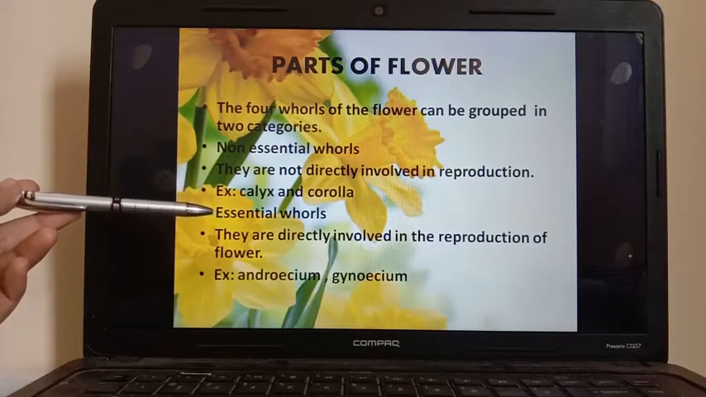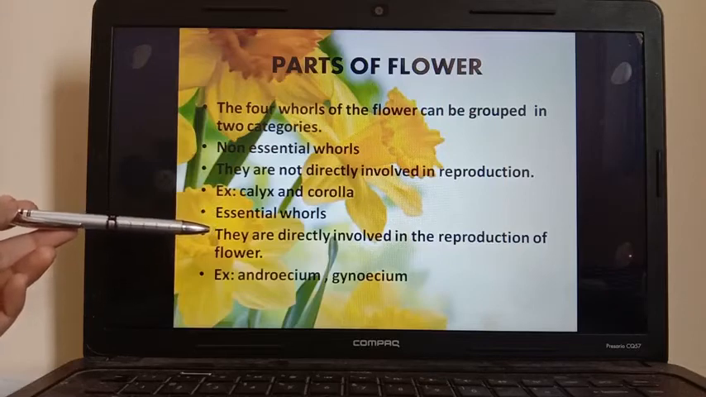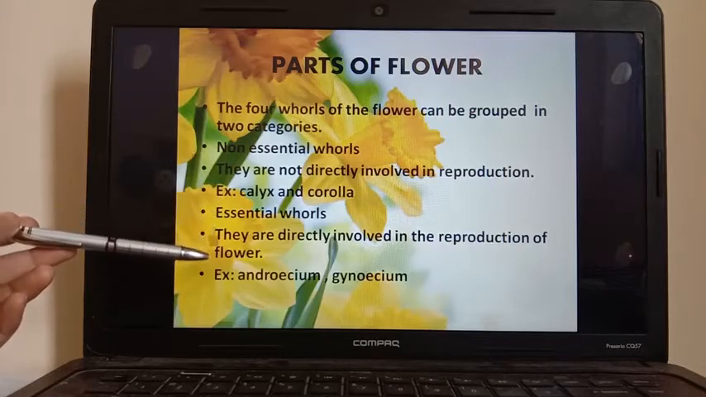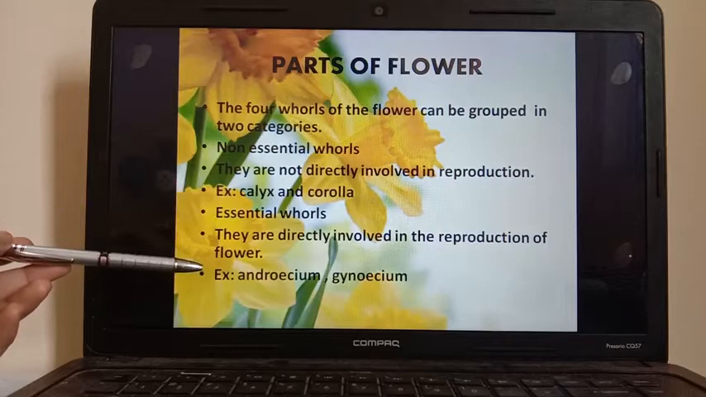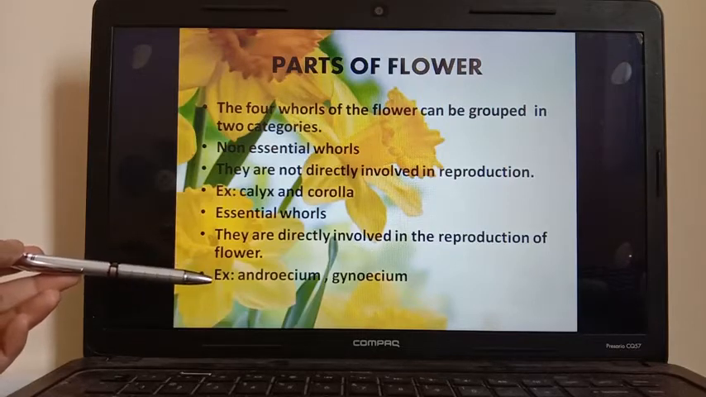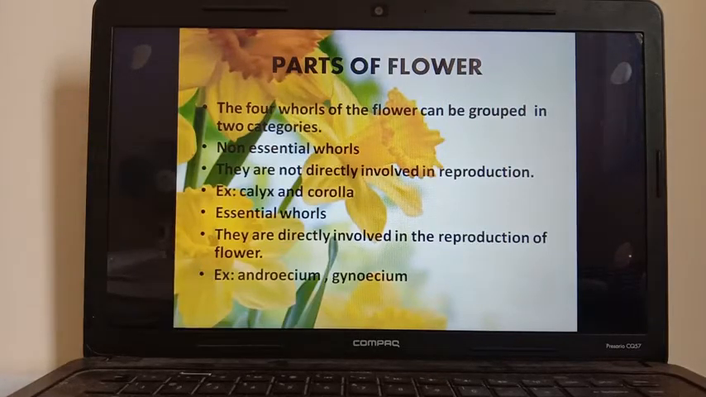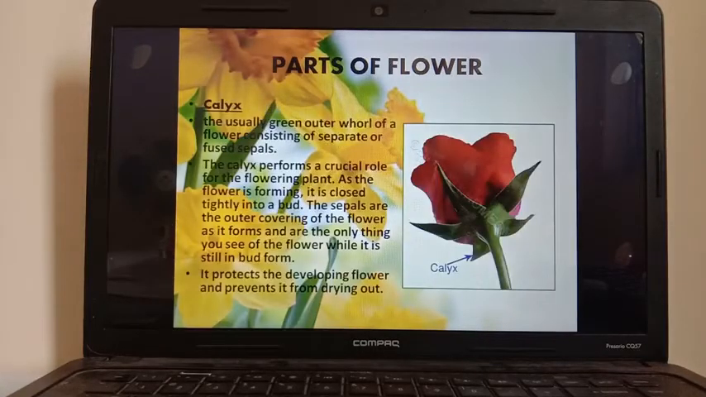Next one is essential whorls. They are directly involved in the reproduction of flower. Examples are androecium and gynoecium. Obviously, the male and female parts of the flowers are directly involved in the reproduction process. Now, the first whorl of the flower is calyx. 4 whorls are there: calyx, corolla, androecium and gynoecium. So first whorl is calyx.